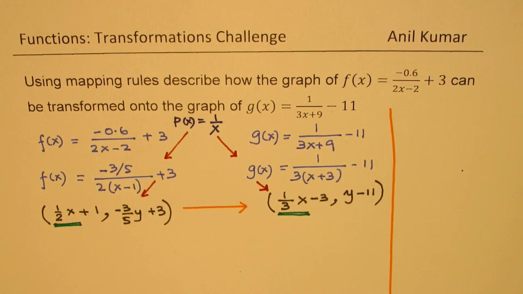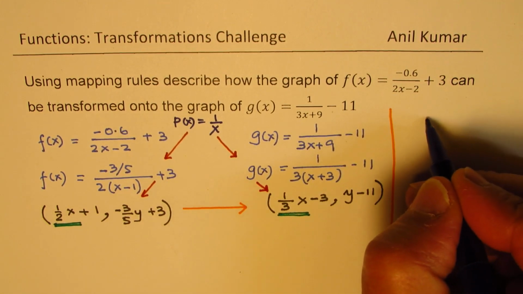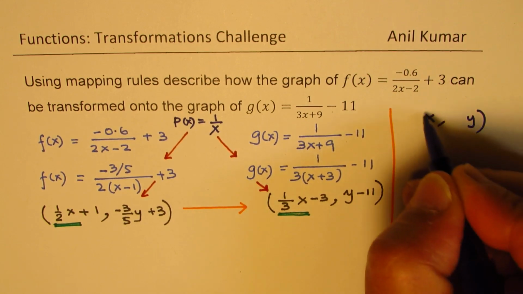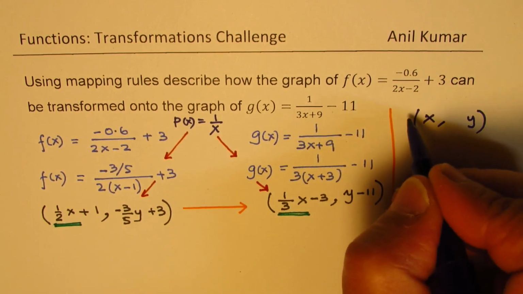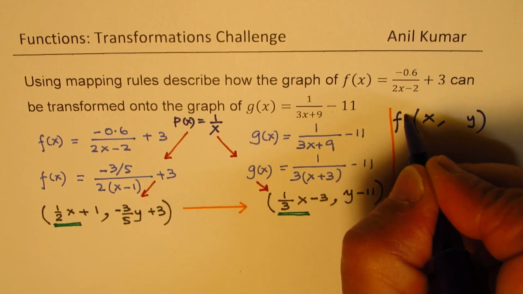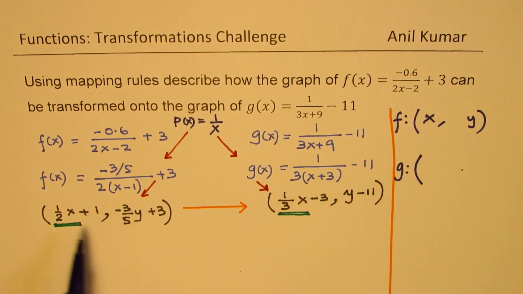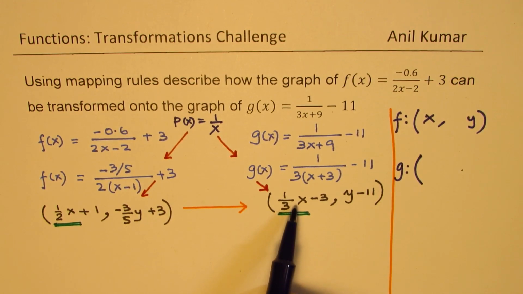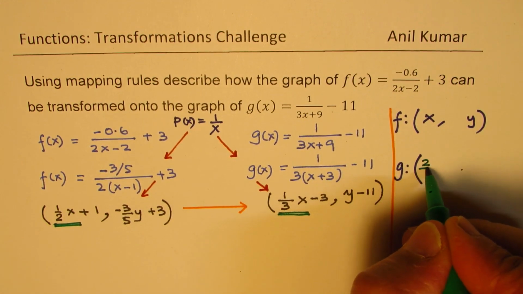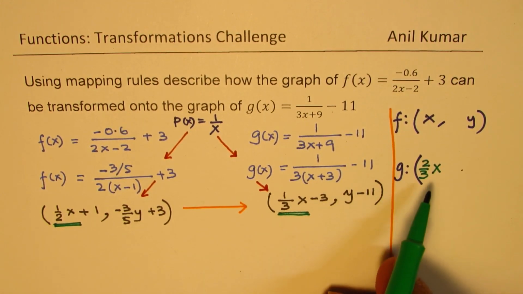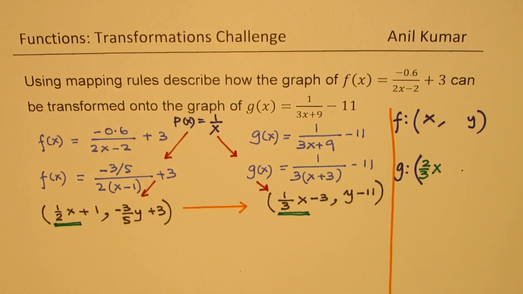So if I am saying that on this side my coordinate point is x and y, this is on f of x, right? Then on g, what has happened here is, as far as this is concerned, horizontally I have to multiply by 2/3 to get the result. Is that clear to you? So this point here should be 2/3 times x. Is it comparing these two values, right?